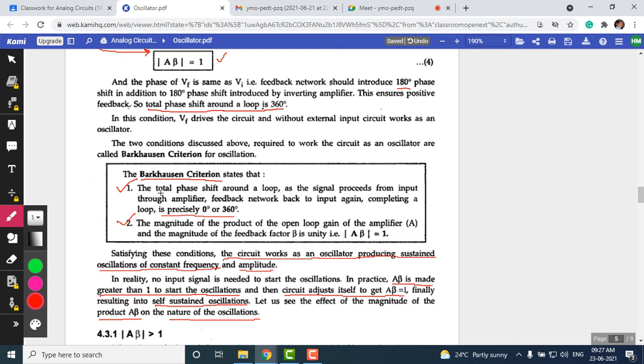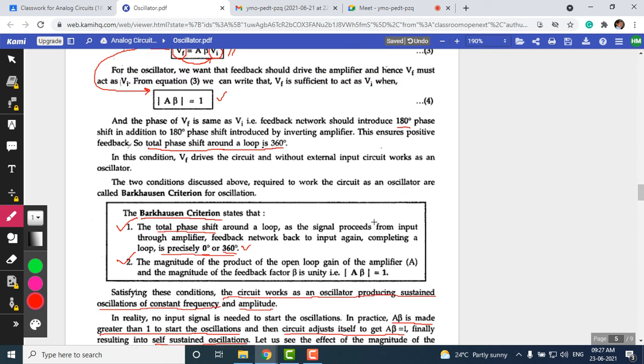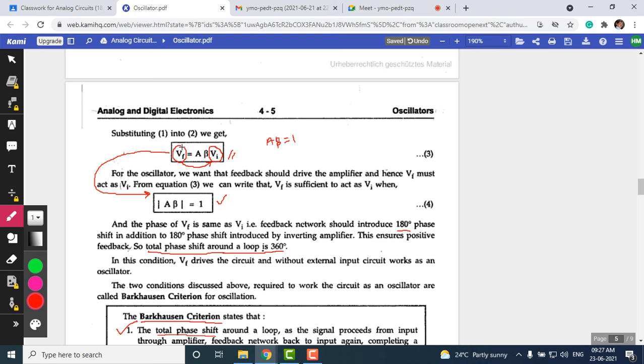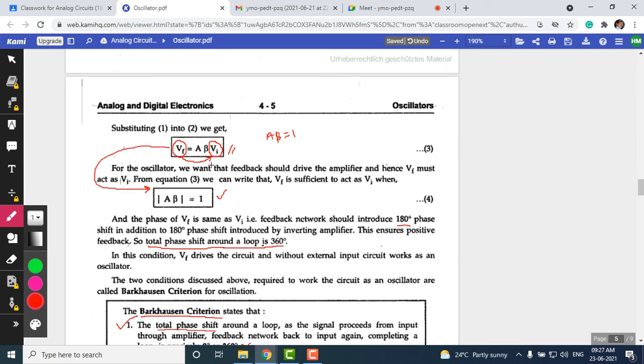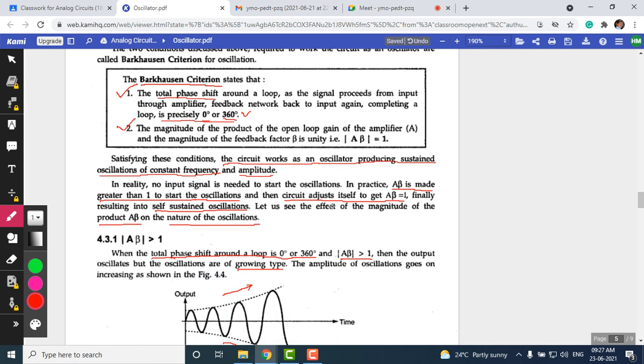In simple words, we can say that total phase shift must be 0 degree or 360 degree. That is the first criterion of Barkhausen. The second Barkhausen criterion says that A beta must be equal to 1. We already said this: whenever A beta equals 1, the feedback signal is sufficient to drive the basic amplifier. It will produce the equivalent signal similar to the input signal only. So, this happens only when A beta is equal to 1.